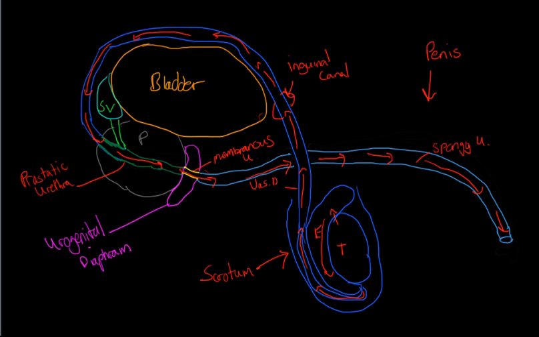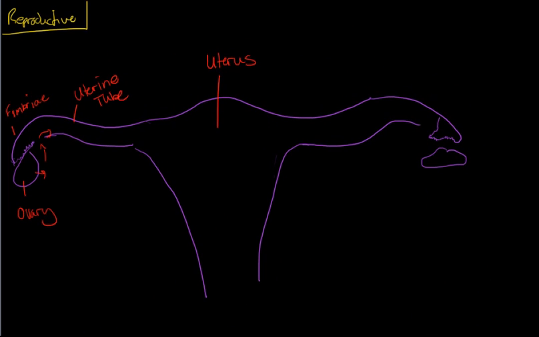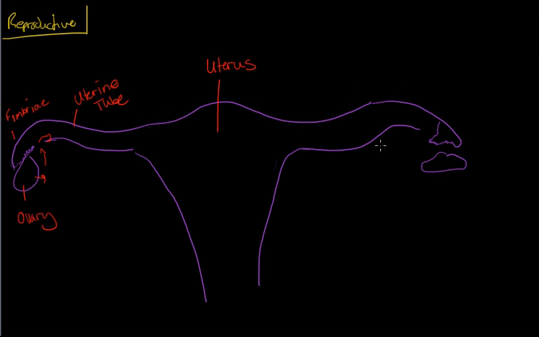And that is the path that sperm takes, and where it's created into semen during ejaculation, and then the path that an egg takes during ovulation.